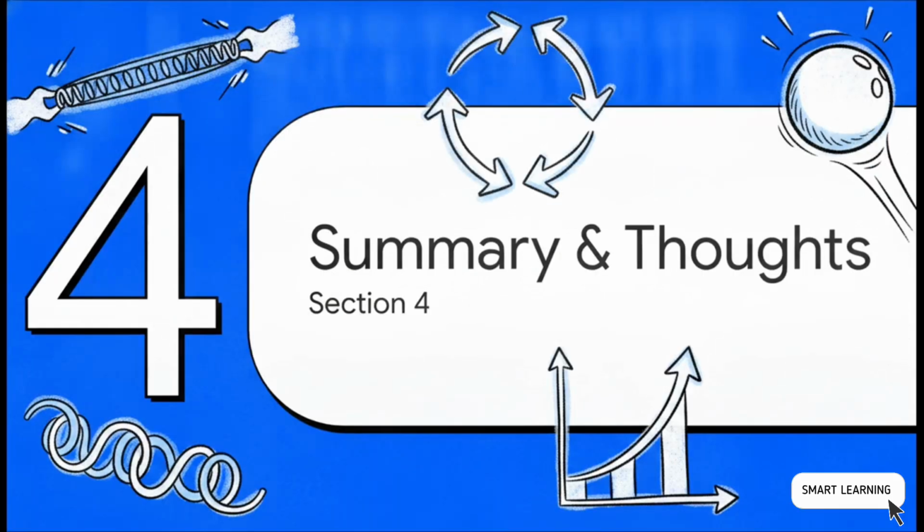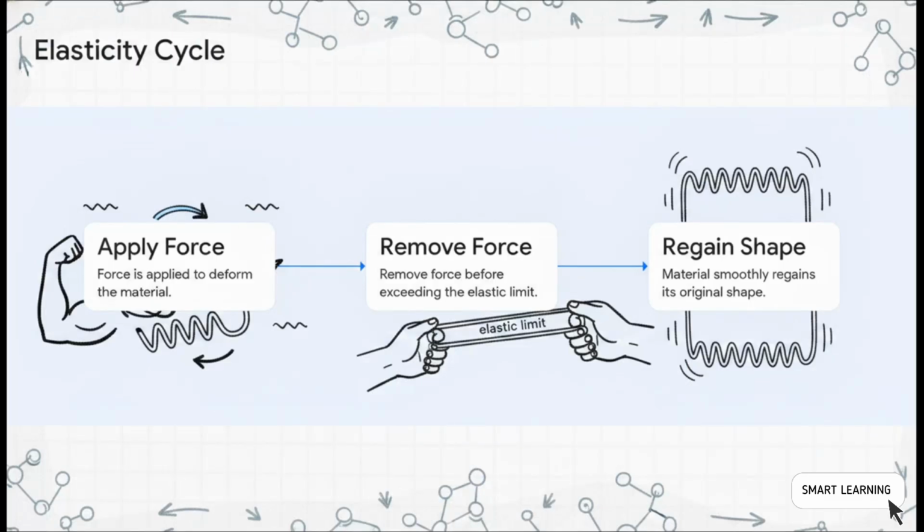Section 4. Summary and Final Thoughts. Okay, to really lock in our understanding, let's walk through the exact step-by-step cycle of elasticity. Step 1. Apply force to deform the material. You are actively putting energy into the system. Step 2, and pay attention because this is absolutely the most critical part of the process, remove that force before exceeding the material's elastic limit.